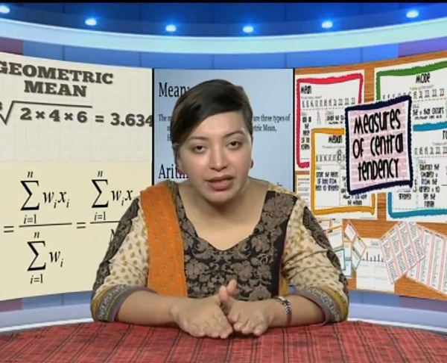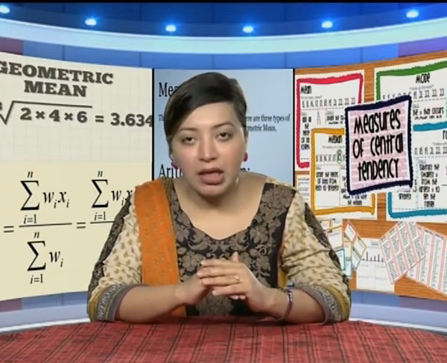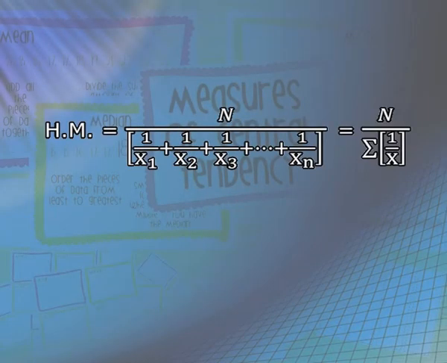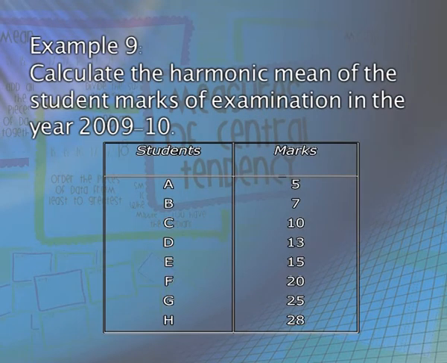In individual series, harmonic mean is computed by applying the following formula. We know the formula for harmonic mean in this case is n divided by 1 upon x1 plus 1 upon x2 plus 1 upon x3 and so on to 1 upon xn. So this gives us n by sigma 1 upon x. x1, x2, x3, etc. refer to the various items of the variable. Now let's see an example here.